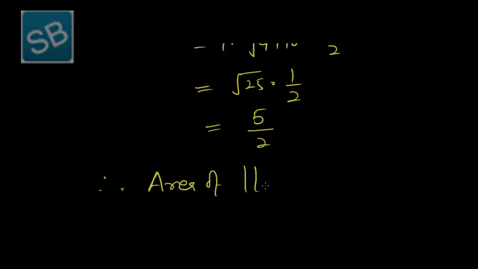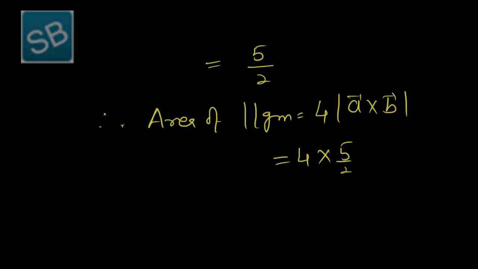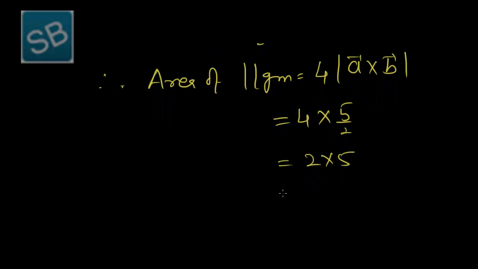Therefore, the area of the parallelogram is equal to 2 times the magnitude of A cross B, which becomes 2 into 5, that is, the area of the parallelogram is 10.